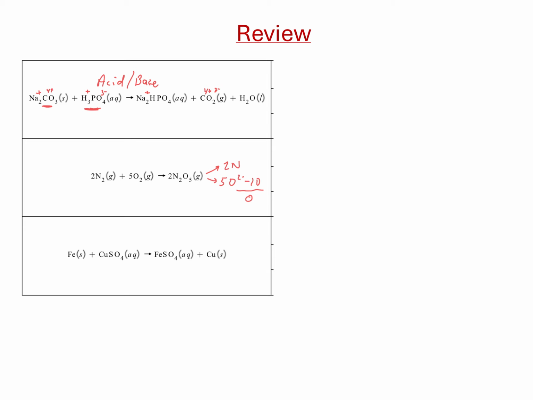The whole thing needs to be neutral, and to do that, we know oxygen is always -2, so that means I've got a total charge of -10 from oxygen. I need to have a total charge of +10 from the nitrogen for that to balance out. So I would call each nitrogen 5+, our assigned oxidation state.